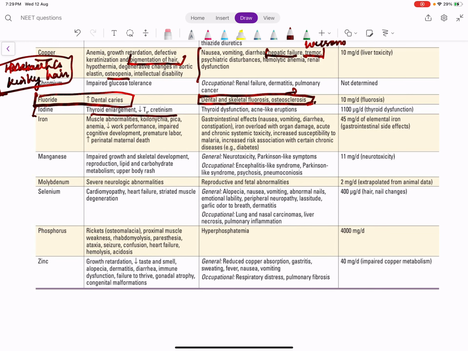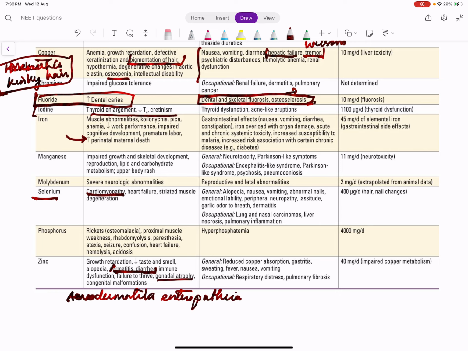And iron deficiency, we know it causes anemia. Selenium deficiency causes cardiomyopathy. Zinc deficiency causes gonadal problems, diarrhea and dermatitis. So it's called acrodermatitis enteropathica.